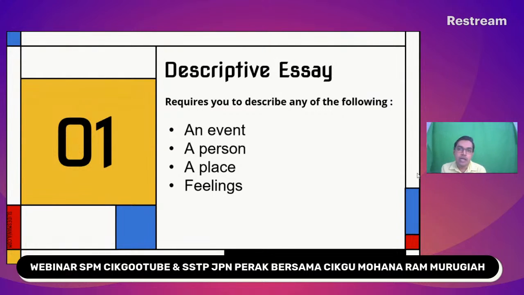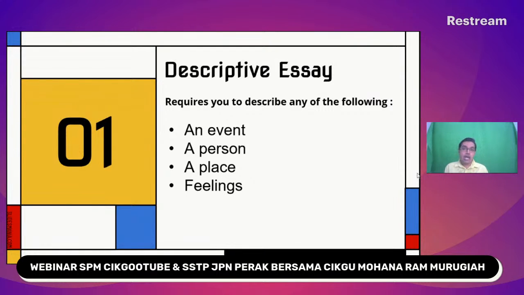So before that, if you're in an SPM, when you are required to write a descriptive essay, these are the things that you should be describing. For example, you would be asked to describe an event, a person, a place, or describe your feeling when you went for some events. These are the four most common things that you need to describe. So an event, it could be a school event, it could be a wedding, a celebration, a festival, any event where you need to describe the atmosphere.